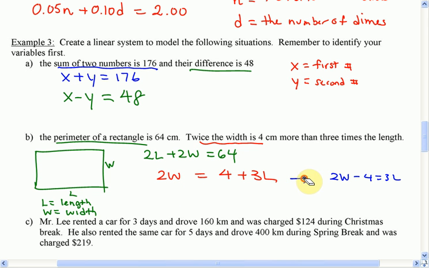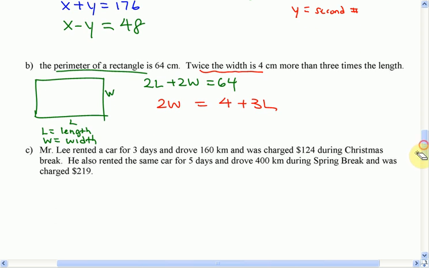Part C. Mr. Lee rented a car for 3 days and drove 160 kilometers and was charged $124 during Christmas break. He also rented the same car for 5 days and drove 400 kilometers during spring break and was charged $219. What's the deal here? What are my two variables going to be?